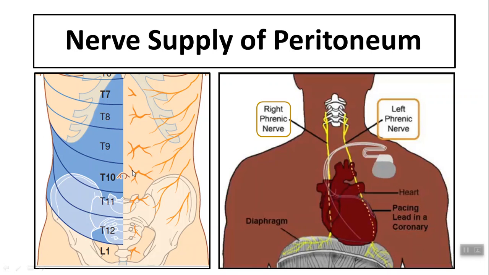In addition to that, the peritoneum within the pelvis is supplied by the obturator nerve, and the diaphragmatic peritoneum is supplied by the phrenic nerves.